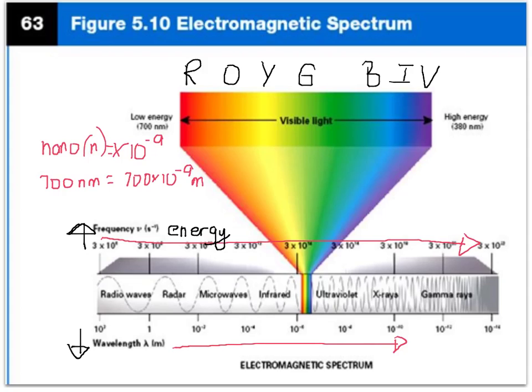In other words, 1 meter is equal to 10 to the 9 nanometers. This will come in very handy. So it's important that you know this and you pay attention to it. 1 meter is equal to 10 to the 9 nanometers. Or nanometer, or nano means times 10 to the negative 9.